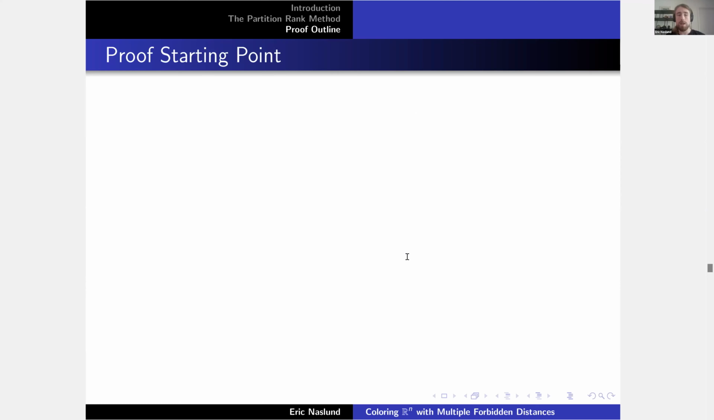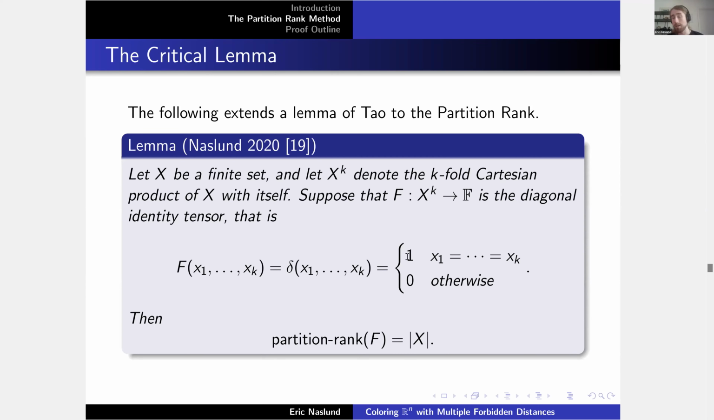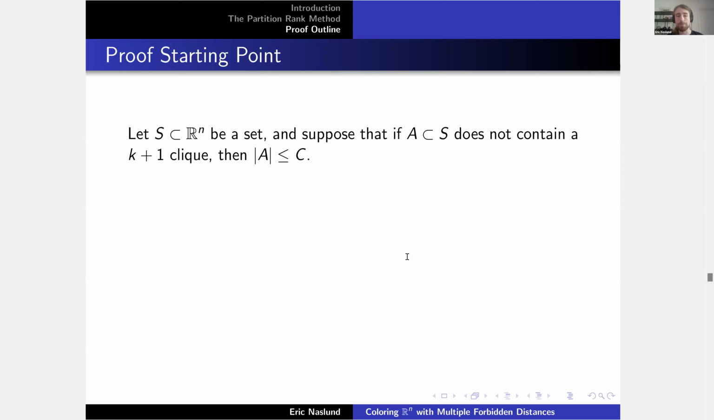So this is kind of the important lemma. And now we're going to see how this applies to what we've talked about so far. Our starting point is we take some subset of Rn. We want to restrict Rn to some set that we can work with, like a universe set. That's our bigger set S. And then we take some subset of that, A, and we suppose that A doesn't have a k+1 clique.